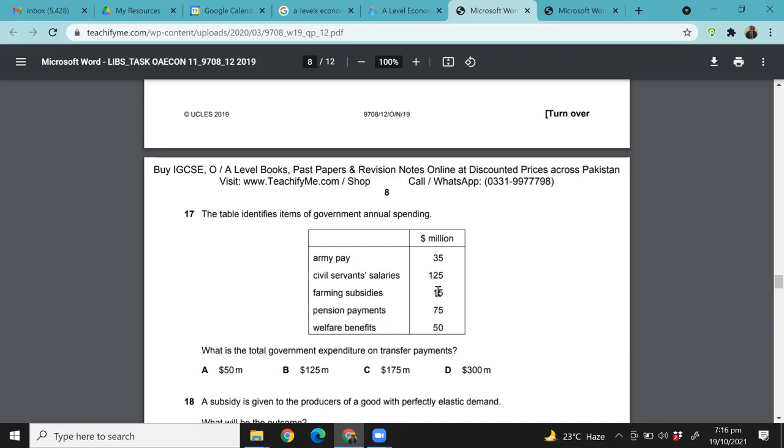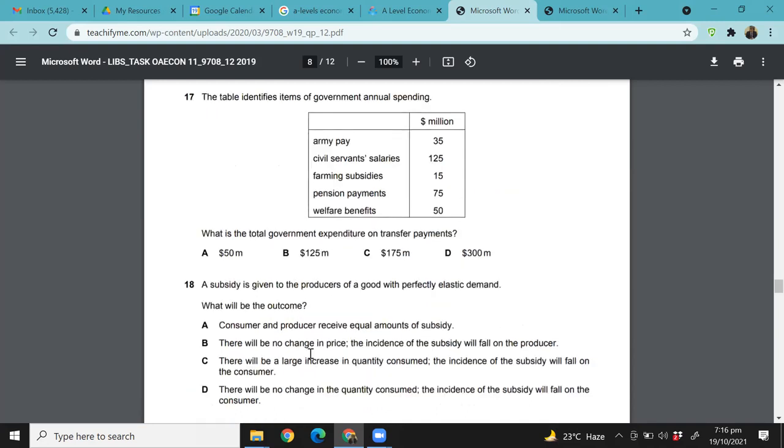If we add just the farming subsidies, then it gives you expenditure on transfer payments, civil servant salaries, farming subsidies, transfer payments. Interesting. Very interesting. What do you think? No, that's not a transfer payment.